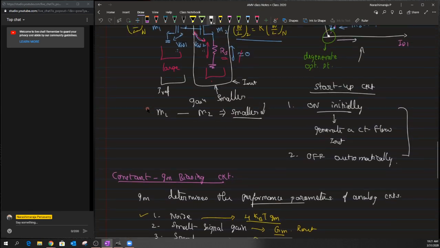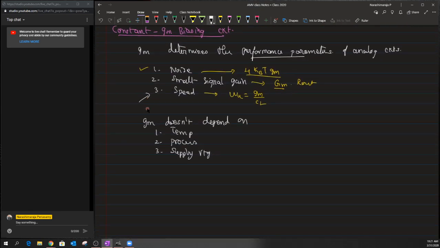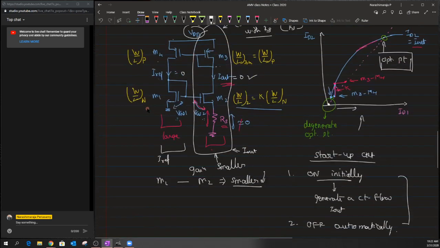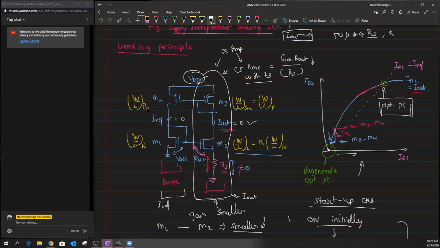Let me bring back the current equation that I wrote. I will just rewrite it here. That is, the I out expression is written as 2 divided by kn dash W by L of n, into 1 by Rs square, into (1 minus 1 over square root of k) the whole square. Okay, so this is what we have for the current that is flowing through this second branch.